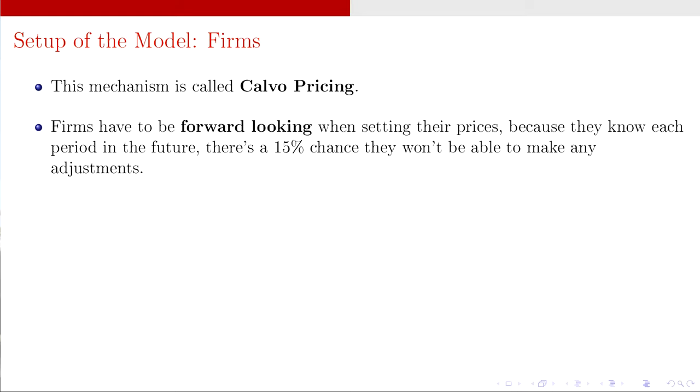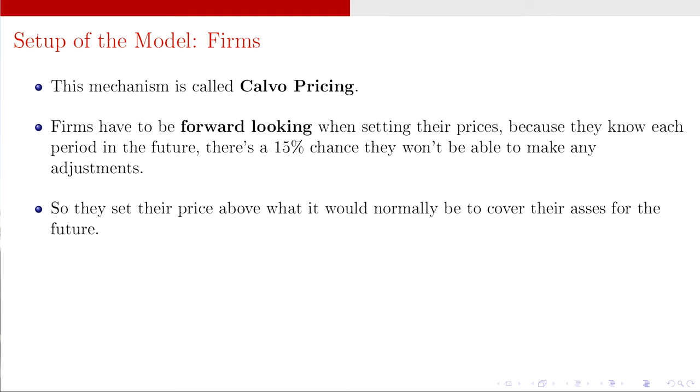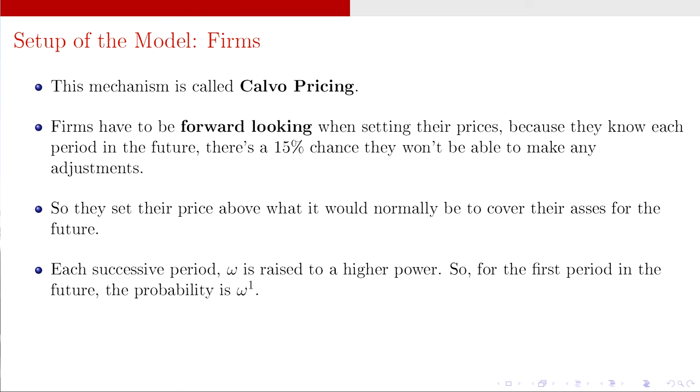And it implies that firms have to be forward-looking when they set their prices, because they know that each period in the future, there's a 15% chance that they won't be able to make any adjustments. Therefore, they incorporate that into their expectations, and that tells them how they need to set their price. So they set their price above what the marginal cost is, basically as a CYA measure for the future, so that they don't end up losing a ton of money.